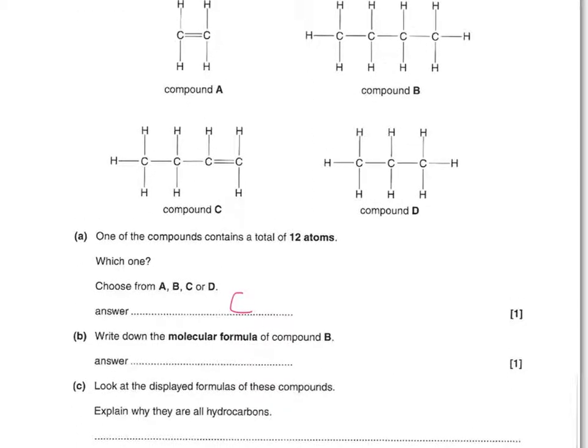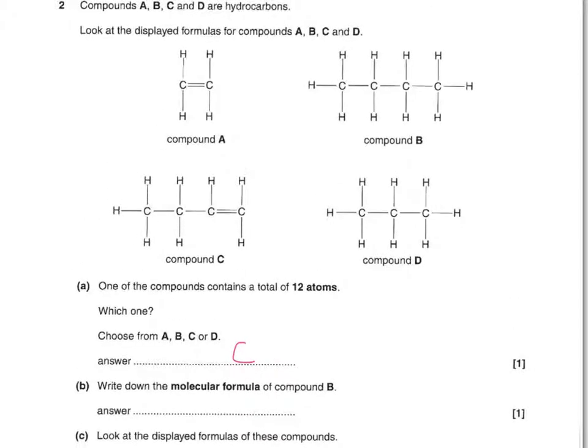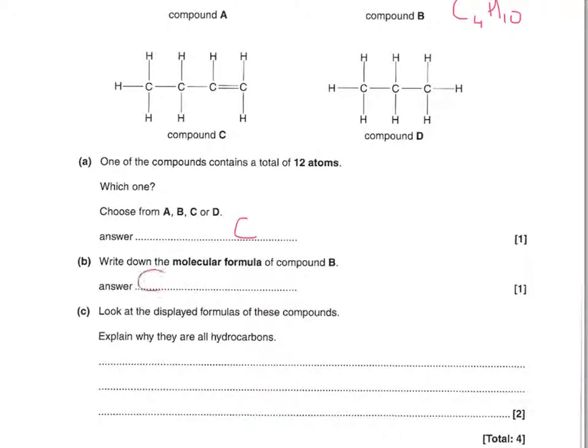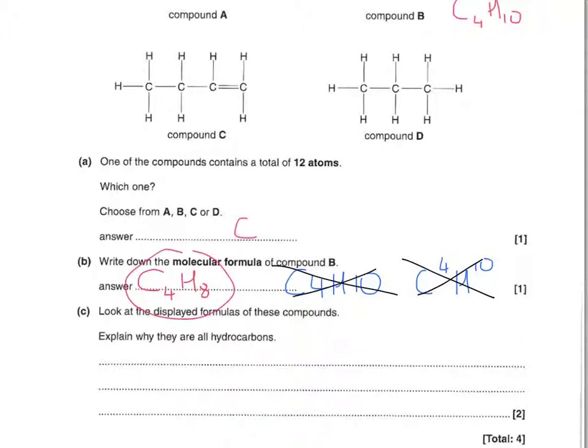Then it says write down the molecular formula of compound B. So compound B has 1, 2, 3, 4 C's, so it's going to be C4, and then there's 1, 2, 3, 4, 5, 6, 7, 8, 9, 10 H's, so it's going to be H10. Now it's important that you write the numbers in a formula lower than the letter and a little bit smaller. So notice that I've written like that. So you couldn't have this, and you can't have this. Those two are not allowed. This one is the correct one.